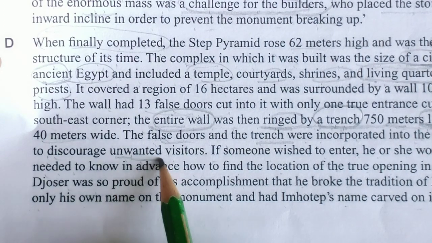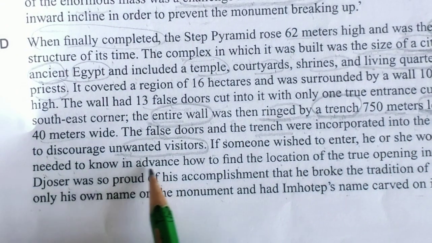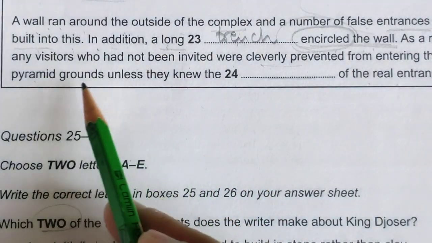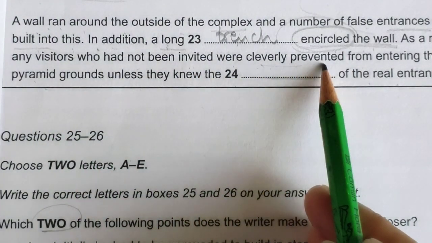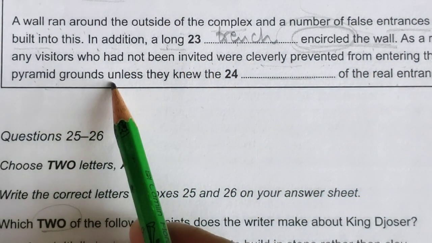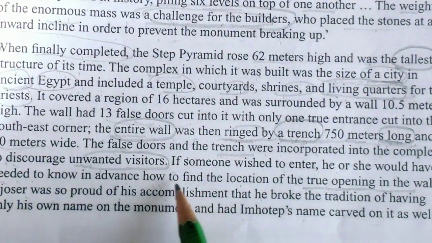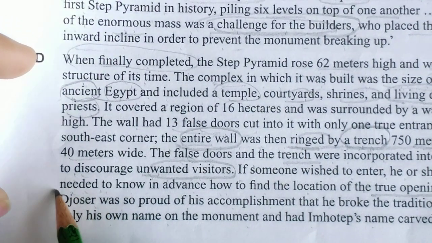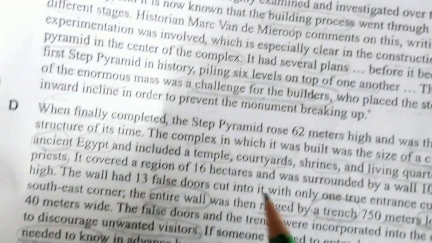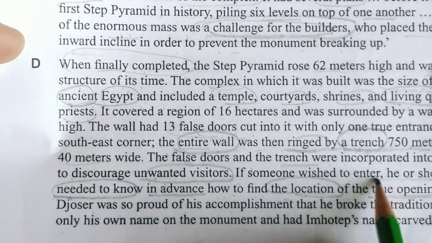Incorporated unwanted visitors. If someone wished to enter, he or she would have needed to know in advance the location of the true opening in the wall. Okay, so any visitor who had not been invited was cleverly prevented from entering the pyramid's grounds unless they knew the real entrance. They needed to know, which means unless they knew in advance how to find the location of the true opening in the wall.